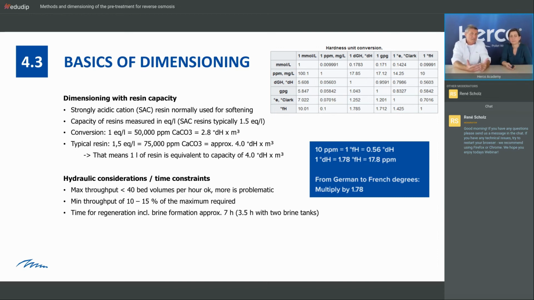The hydraulic consideration is also very important because you don't want to flow with too high a velocity over the resin. We say 40 bed volumes per hour is okay. Sometimes a minimal throughput is also very important, because if the velocity through the resin is too slow, the water can form paths through the resin without touching it and without being softened. That's why a minimum flow is also required.